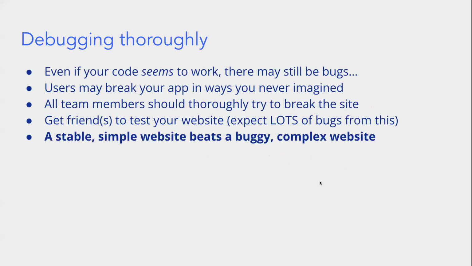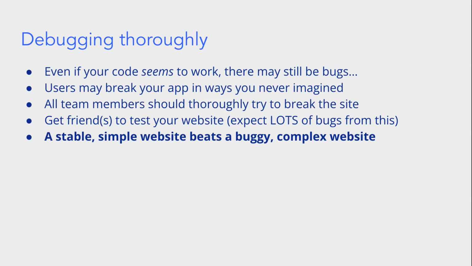Okay, so even if your code seems to work, there are still likely to be bugs. So maybe you don't have errors, and maybe it works in the ways that you expect it to. But it's very likely that users of your app are going to use it in ways that you would never expect them to. So all your team members, get your friends to do this too. You should try your site and really try to break it.